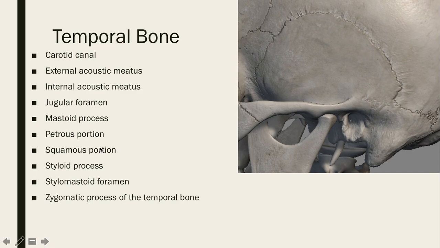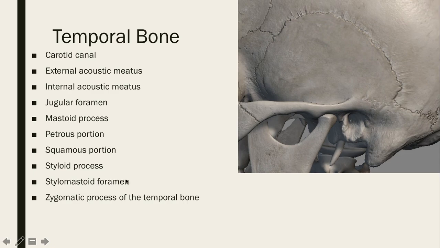The petrous and the squamous portion is just a way that we divide up the temporal bone into two separate sections when we're looking on the inside of the skull. So you can see that on pictures inside of the skull. The styloid process is right next to the mastoid process. It's a lot smaller and a lot thinner. It's really pointy. And then in between those two is the stylomastoid foramen.